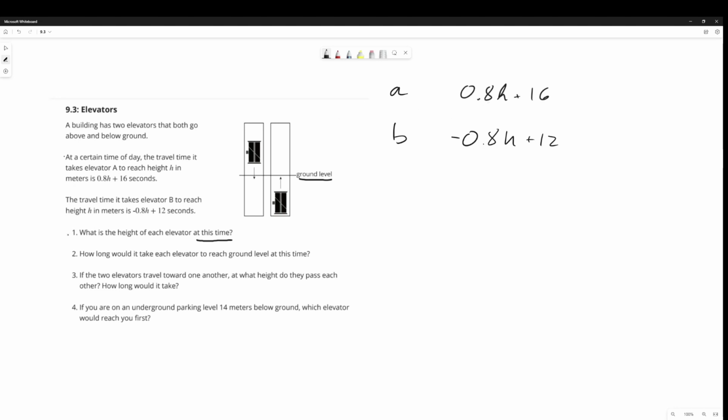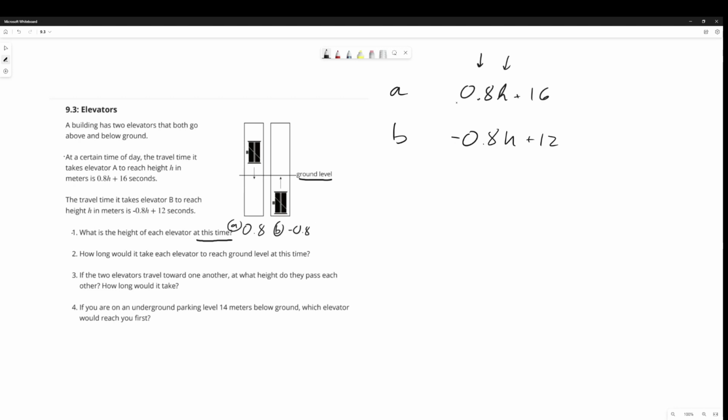So in period 5-6, we started with question 1 and we said, what's the height of each elevator at this time? And the first thought was, well, here's my h, here's my height, and this indicates that it's 0.8h, and this indicates that it's negative 0.8h. So it seemed to make sense that, hey, this one's probably 0.8 meters above ground, that's elevator A, and then elevator B would be negative 0.8 below ground.